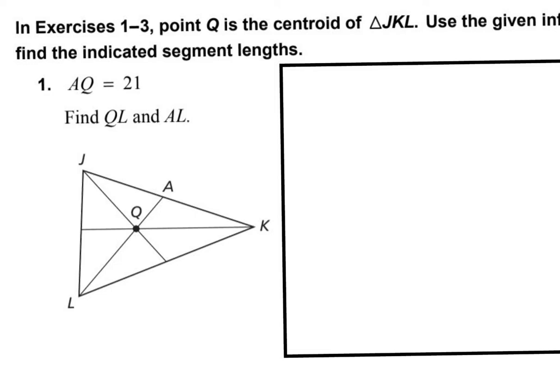QL is 42. Giselle? 42. This one's 21. This one's 42. What's the length of AL? 63.